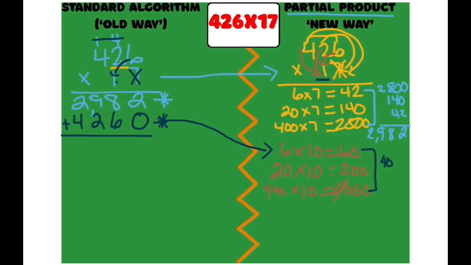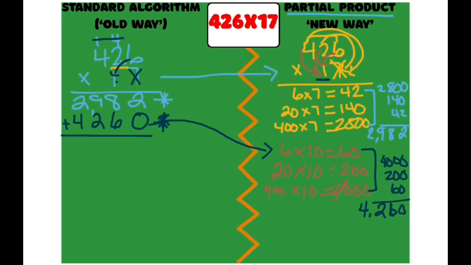So we have 4,000 plus 200 plus 60. That gives me a 0 in the ones place, a 6 in the tens place, a 2 in the hundreds, and we drop that digit in the thousands place. So the same exact answer as we see again right here.